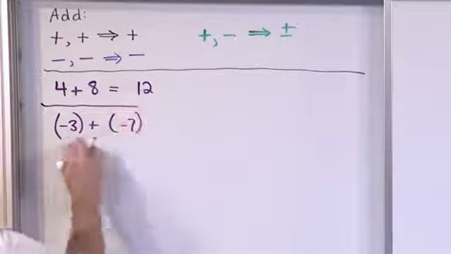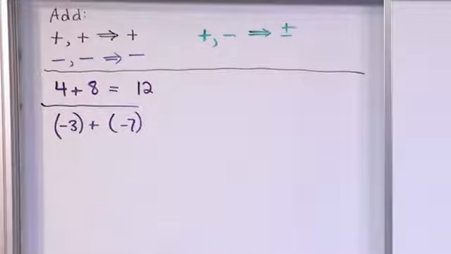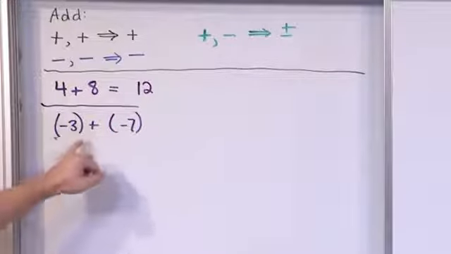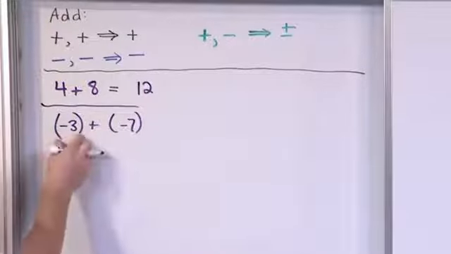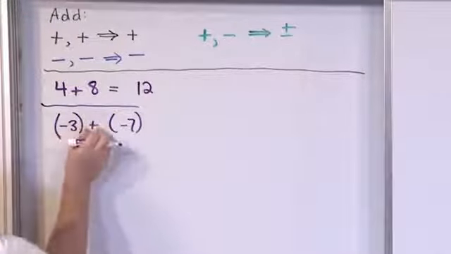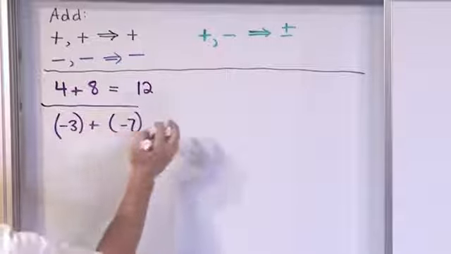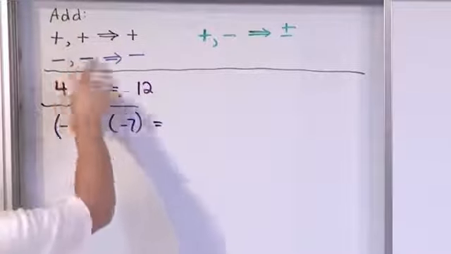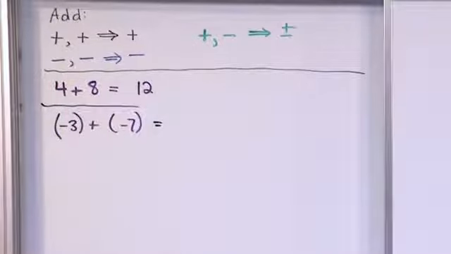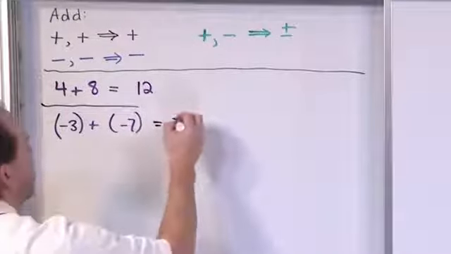-3 + -7? Now I'm putting them in parentheses mostly to not confuse you. If I take the parentheses away, then you might confuse the plus with the negative here. So right now I'm just wrapping it in parentheses to tell you have -3 and you're adding to it -7. And so you look up here and you say, well, negative with another negative, you add them together, you always get a negative answer. So you know right off the bat that you're going to have a negative answer.